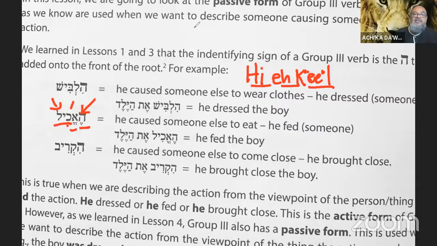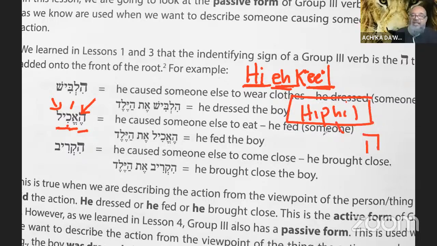kill. See that? Kill. See? And it's using the feel format. The reason why they wrote it feel is because they're just telling you the format. The format for a feel, the form is a hey and a yod, which is represented by those two letters, this H right here and this one right here. You understand?